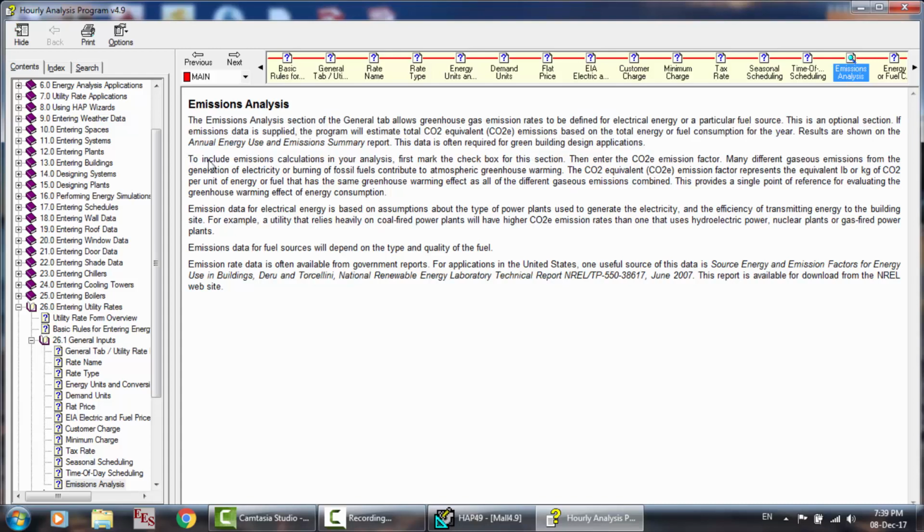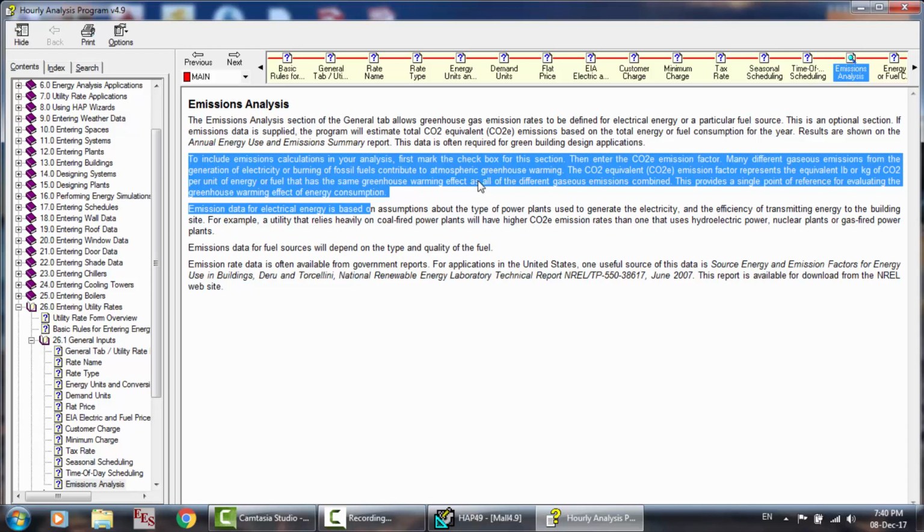So to include the emissions calculations in your analysis, first mark the checkbox, then enter the CO2e emission factor. Many different greenhouse gas emissions from the generation of electricity or burning of fossil fuels contribute to atmospheric greenhouse warming. So the CO2 equivalent emission factor represents the equivalent pounds or kilograms of CO2 per unit of energy or fuel that have the same greenhouse warming effect as all of the different gaseous emissions combined. So this provides a single point of reference for evaluating the greenhouse warming effect of energy consumption.